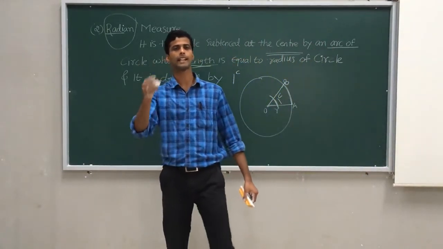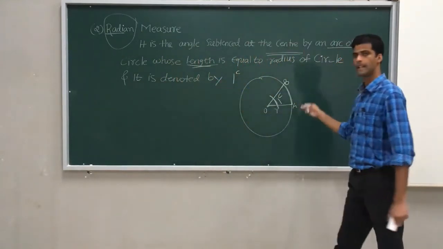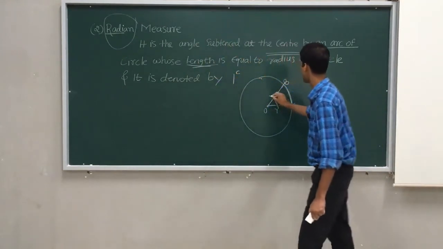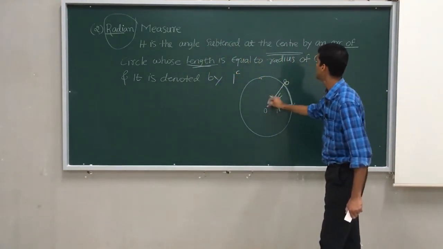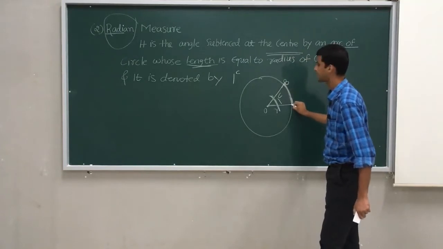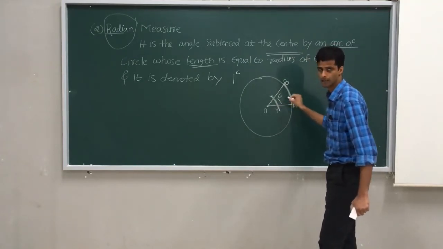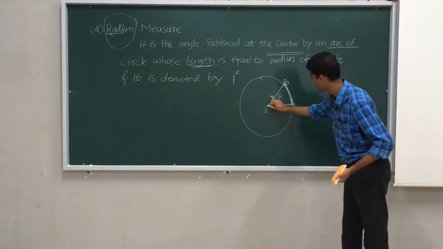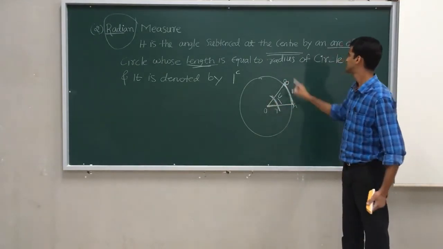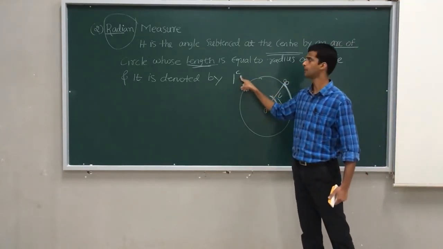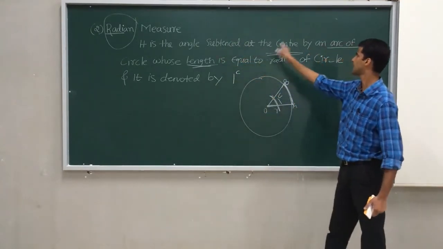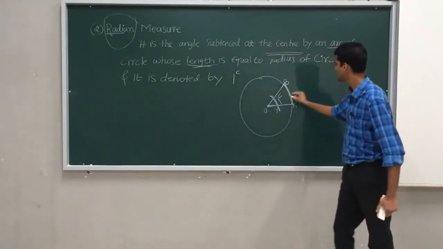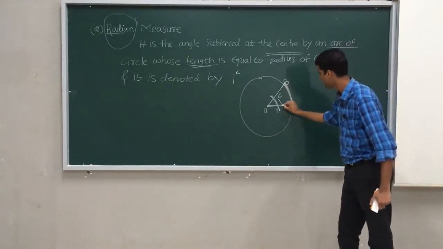Radian is an angle whose measure is based on the radius of the circle. Therefore, it is the angle subtended at the center by an arc whose length is equal to the radius. In radian, this arc length is always equal to the radius, and it is denoted by 1 radian. Therefore, note down this definition. It is the angle subtended at the center by an arc of a circle whose arc length is equal to the radius of the circle.